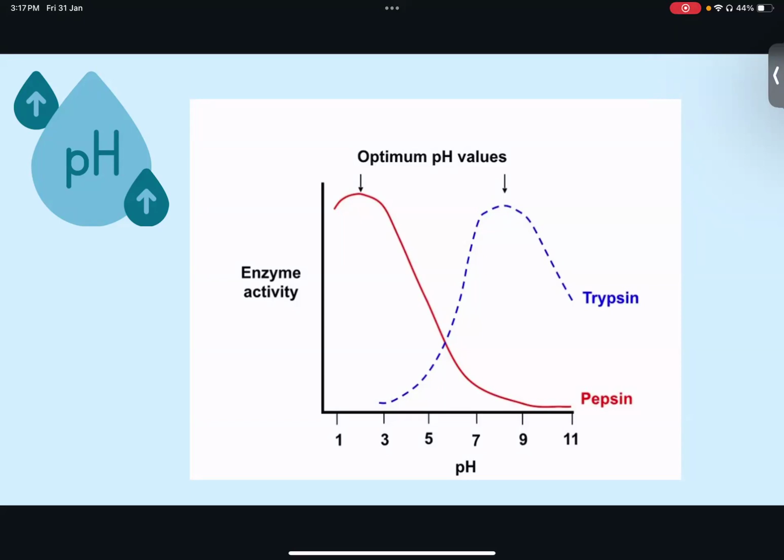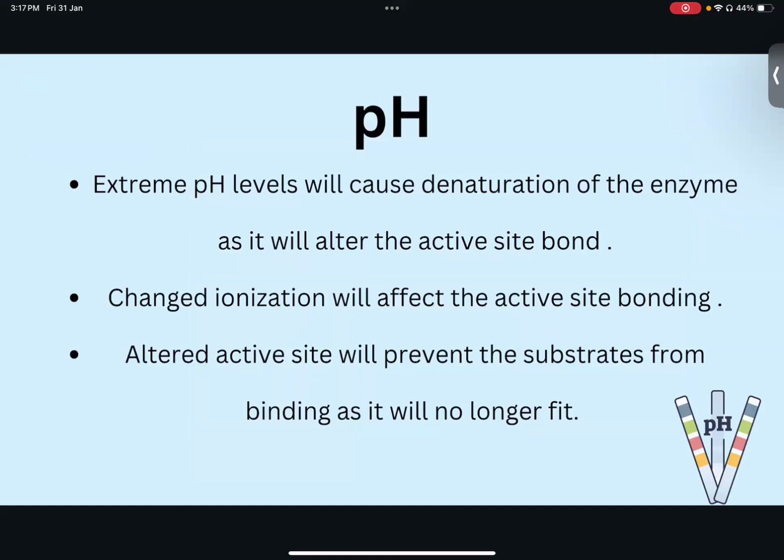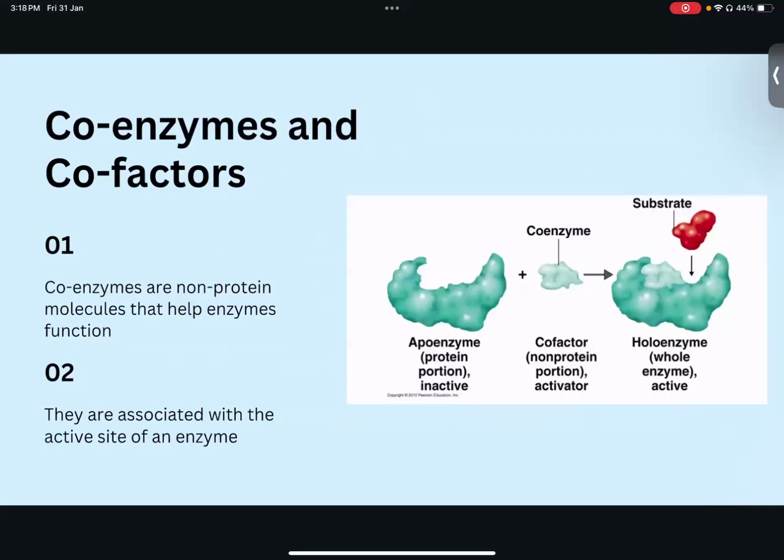When we alter the active site configuration, the substrate won't be able to bind to the active site, and thus we will decrease the enzyme activity and decrease the amount of enzymes we have for the substrates to react with. So we don't want to increase the pH because if we increase the pH, we're going to alter the enzyme. So we finished pH, we finished the temperature.